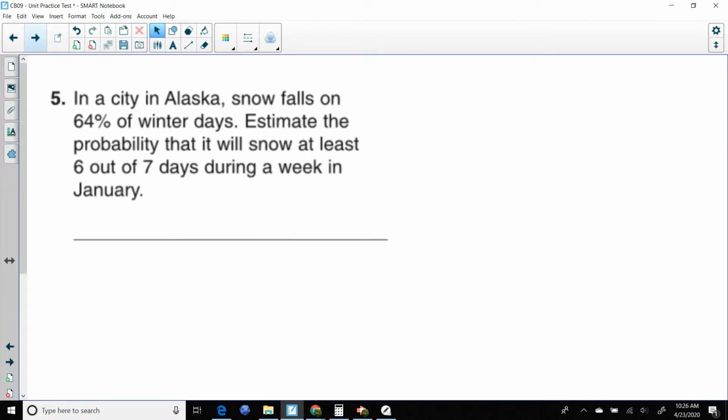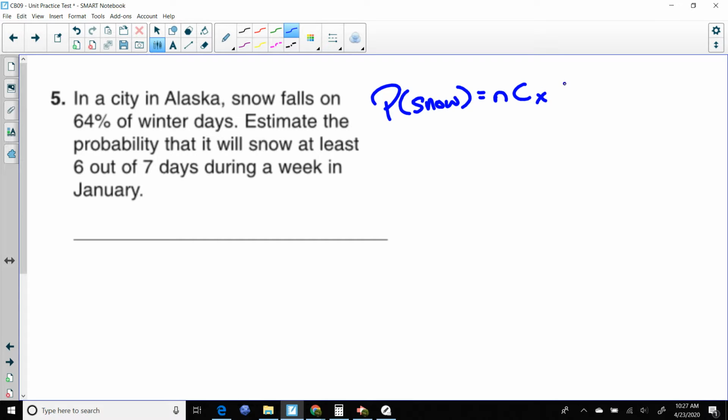Now, the first thing that happens is the book wants you to use a table of values to randomly decide, and I just call shenanigans on all that stuff. So at the high school level, what we're going to do is use a formula. The probability that it's going to snow 6 out of 7 times in a week is going to be equal to the number of trials in combination with the number of successes times the success rate to the number of successes times the failure rate to the number of failures, which is going to be n minus x. So we have to define a couple of things.